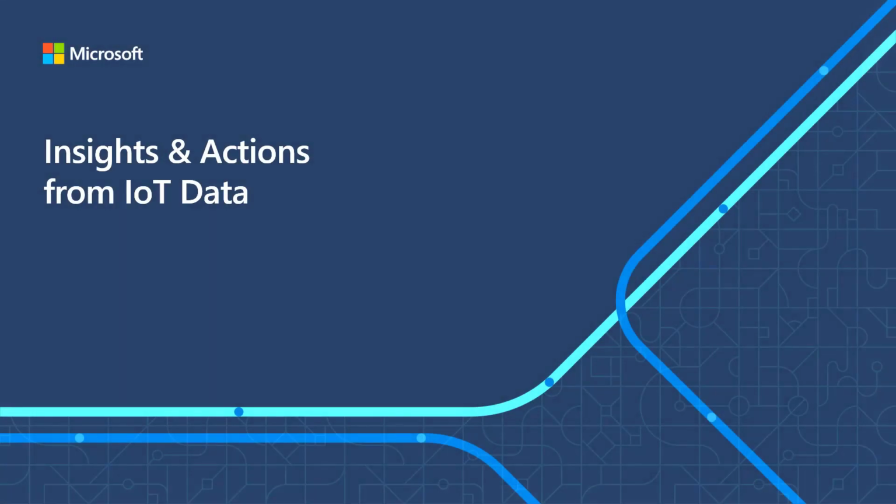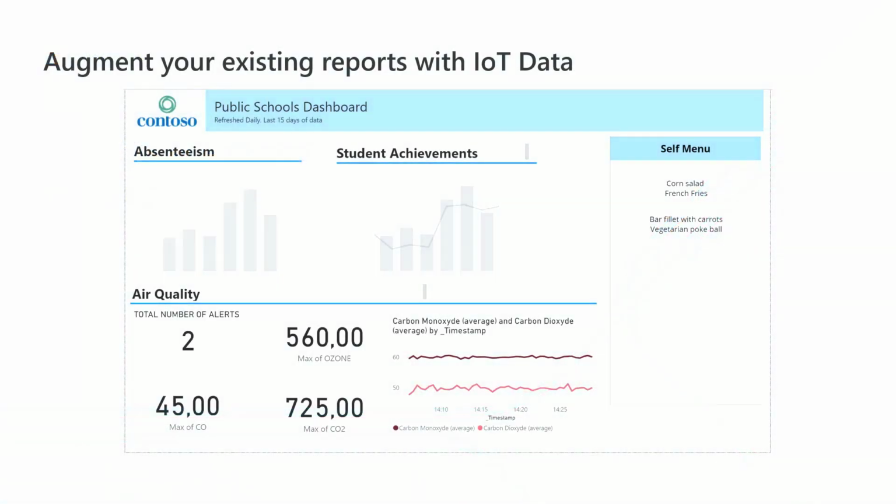We just saw that integrating IoT data into your data analytics landscape is possible. Now, let's see some concrete examples on how to get insights and actions from your IoT data. One of the most straightforward ways to use your IoT data is by augmenting existing dashboards with it. There you can see a Power BI report made by the IT department of Contoso City. On top of several traditional data, you now have at the bottom of your report new data coming directly from an air quality IoT deployment. Let's dig into how this report is created.